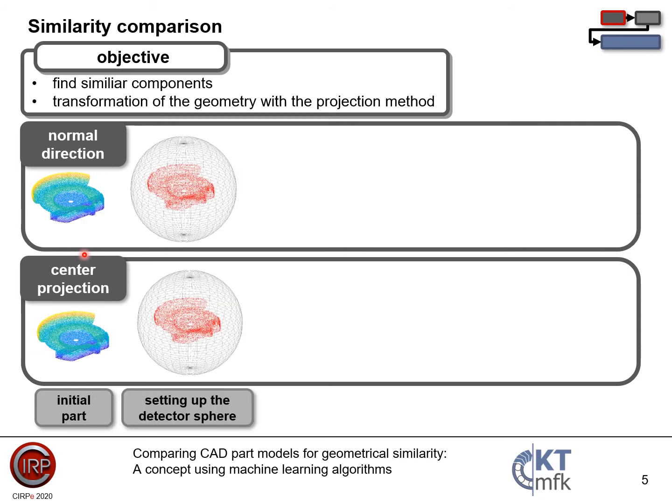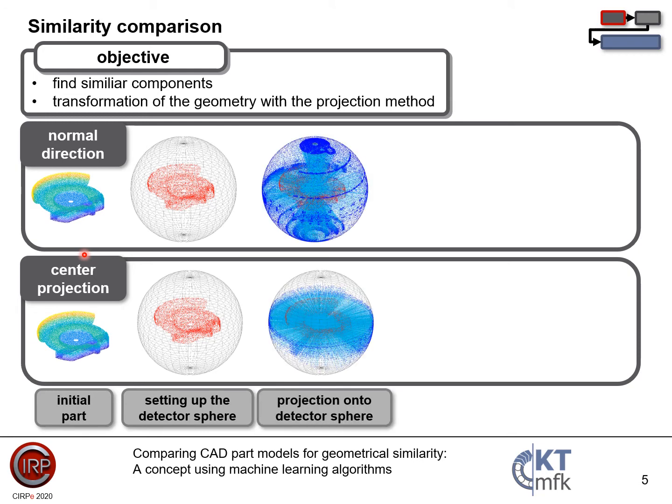Which is then set up with the detector sphere around the part. For both methods, it's again the same process, but now in the next step, that's where the whole method differs between each other. For the normal direction, the points are projected from the directional value calculated by the neighbors onto the detector sphere. For the center projection, as the name says, the first point is the center of the detector sphere. The second point is the point of the point cloud from the geometry. And then there's the intersection with the detector sphere.